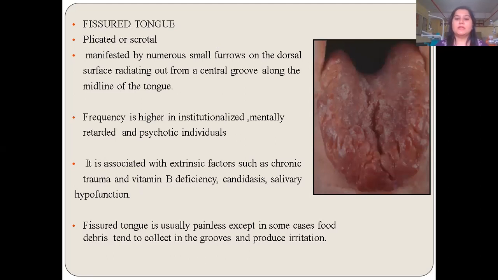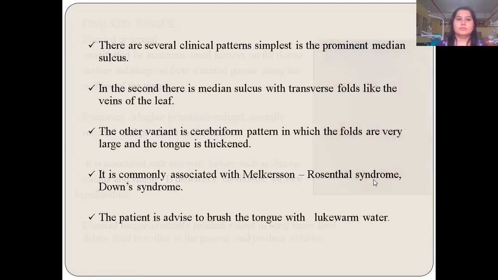Fissure tongue is usually painless, except in some cases when food debris collects in the grooves and produces irritation, or when the fissures are very deep, as you can see in this picture. There are several clinical patterns. Simplest is the prominent median sulcus. In the second, there is median sulcus with transverse folds like the veins of a leaf. The other variant is the cerebriform pattern, in which the folds are very large and the tongue is thickened. It is commonly associated with Melkersson-Rosenthal syndrome and Down syndrome. The patient is advised to brush the tongue with lukewarm water so that food debris does not accumulate between the fissures.